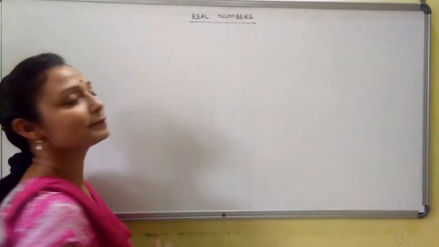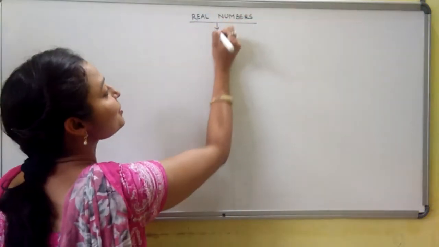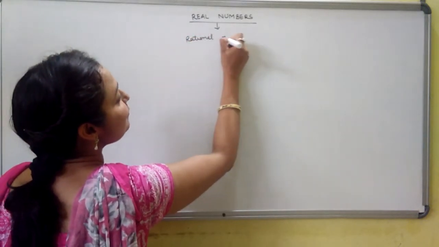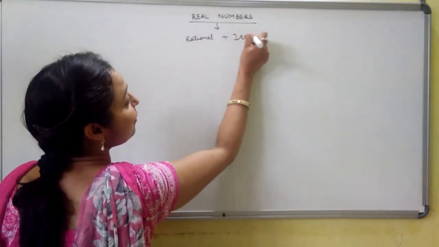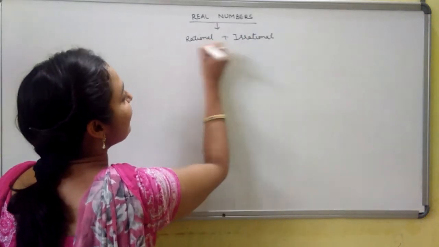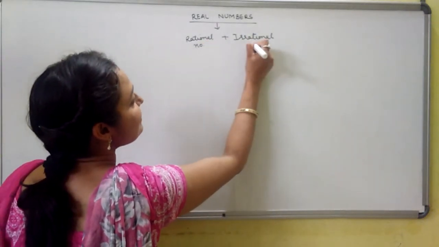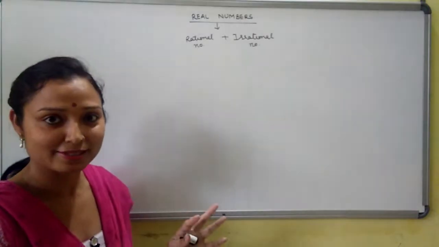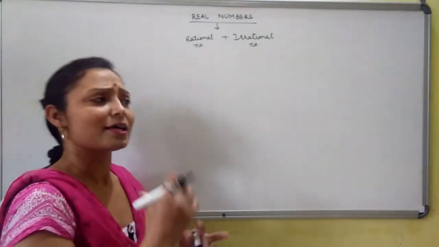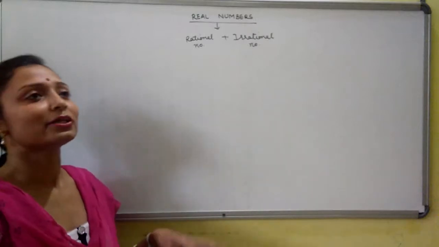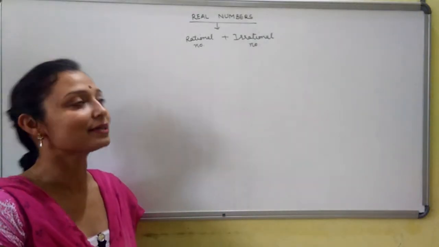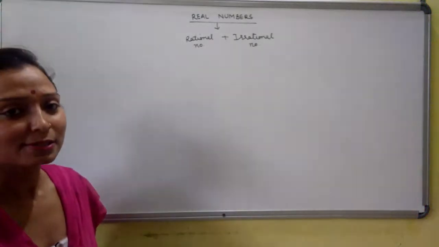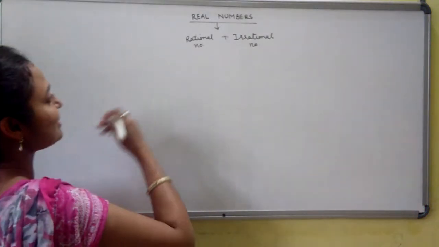What do you mean by real numbers? Real number is a combination of rational plus irrational numbers. It is a combination of two. Rational numbers and irrational numbers both come together and make real numbers. In simple words, we can say that all the numbers are included in real numbers. Integers are also there. All the numbers are included in this rational plus irrational.